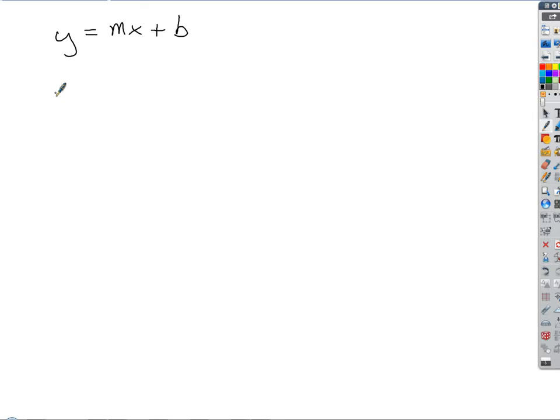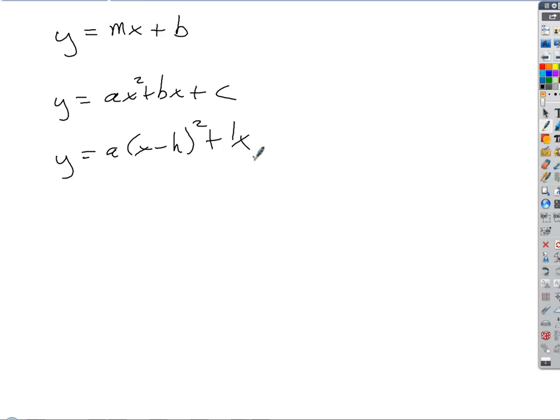But the moral of the story is, for a parabola, there's a bunch of different forms we can write it in that we'll do later in the year. Here's one of them. What are the parameters? a, b, and c. We could also write it like this. This is going to look familiar to you. What are the parameters? a, h, and k. Okay.